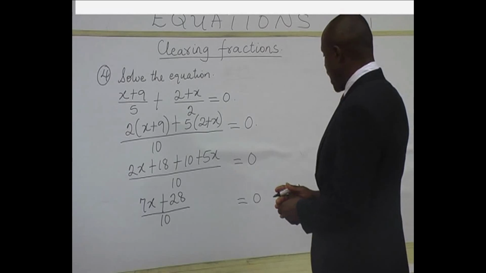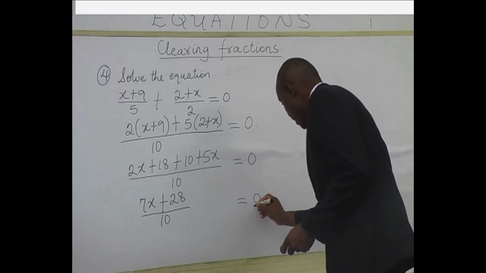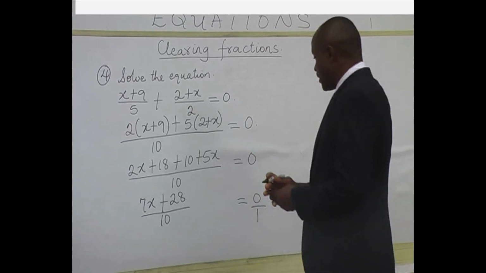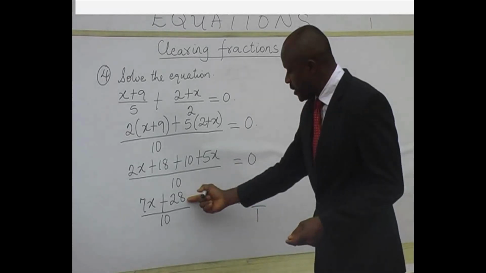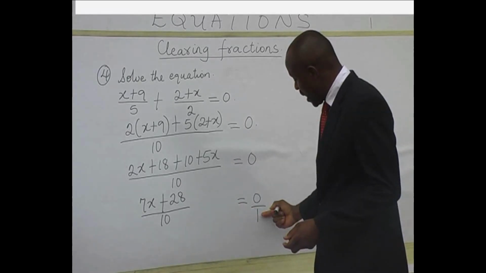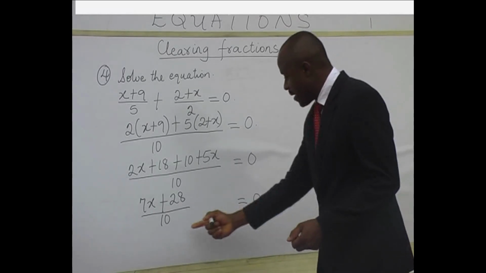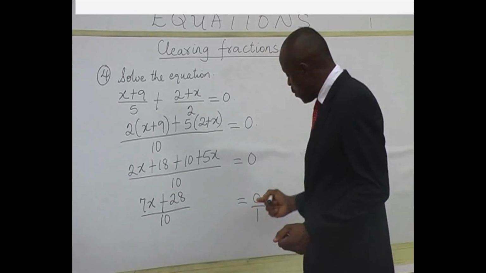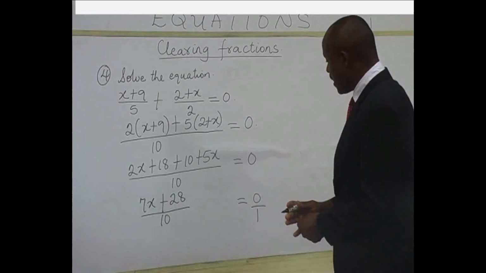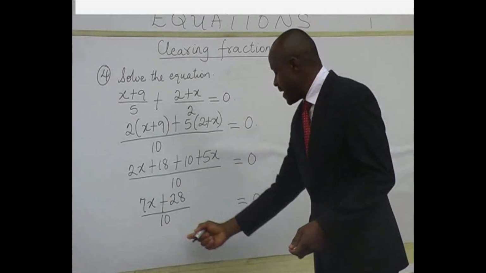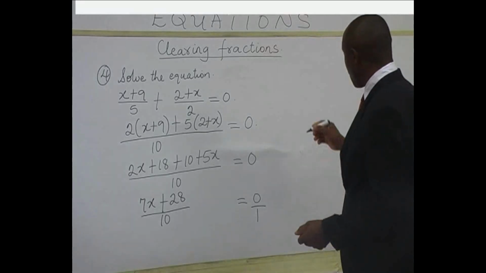At this level, you can cross multiply. Remember that 0 in fraction form means 0 all over 1. All the things you have upstairs should multiply the things you have downstairs in the other side of the equation, while the things you have downstairs in the left hand side will multiply what you have upstairs in the right hand side. 10 times 0 will give you 0.